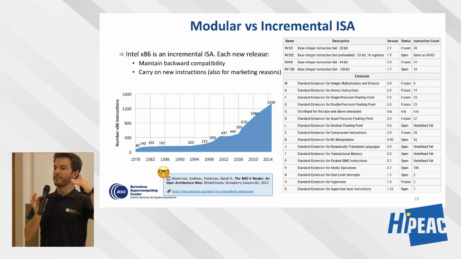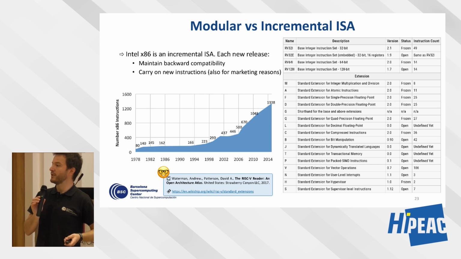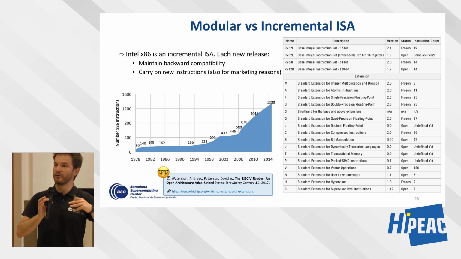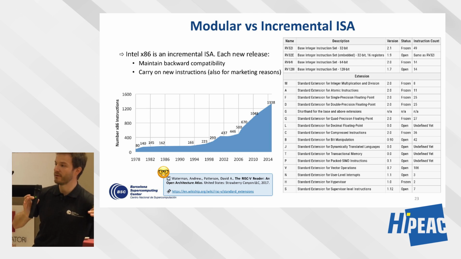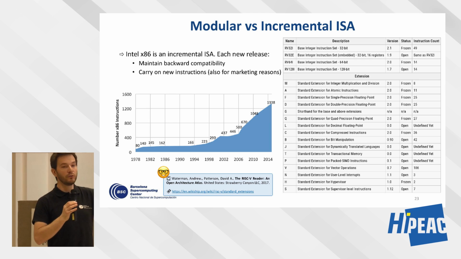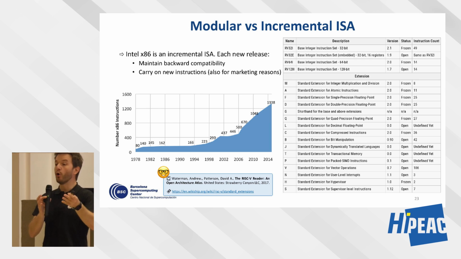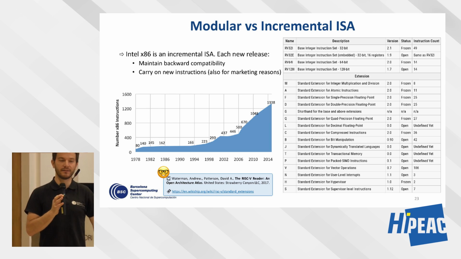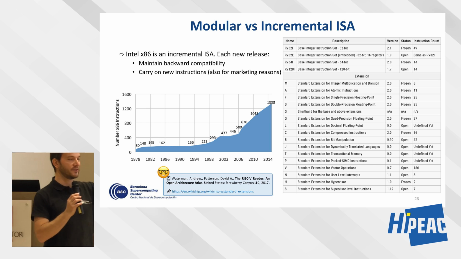One is incremental ISA. Every time you buy a new chip, you add new instructions, and your instruction set is getting fatter and fatter and fatter. And you have this modular approach in which you can add or not add extensions to your base.